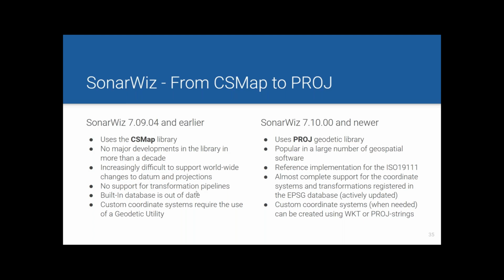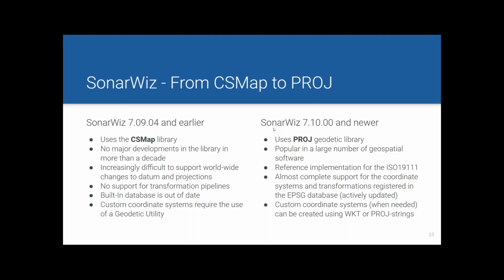Also, there was no support in this older system for complicated transformation pipelines, particularly ones that make use of grids. Instead of just math, they have actual measured grids that are part of the transformation. Australia has introduced a new national datum that requires grids. So we were having trouble supporting all of that. And then custom coordinate systems themselves required a special geodetic utility, which we had to train people to use if they wanted to use it.